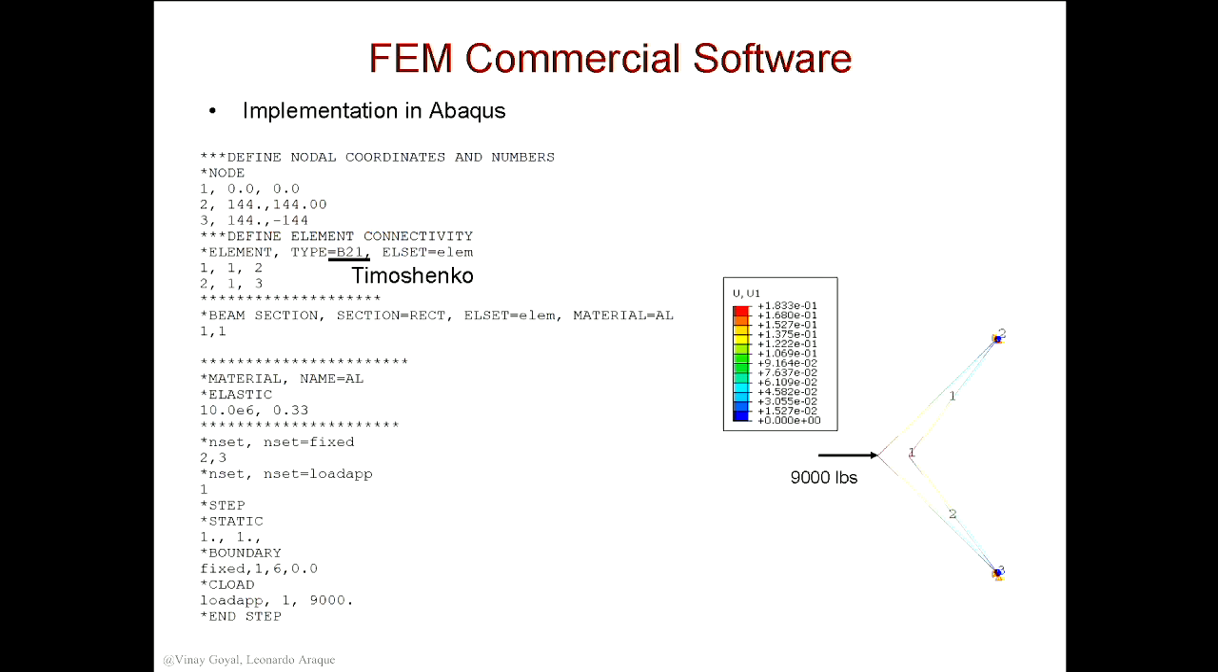I used the same example problem that we had last week for the Euler-Bernoulli beam, switched it to Timoshenko here, and ran it, and I got the exact same results. I got a deflection of 0.183. That's what I got with the Euler-Bernoulli beam also. All right, and so with that, I've covered the Timoshenko beam.